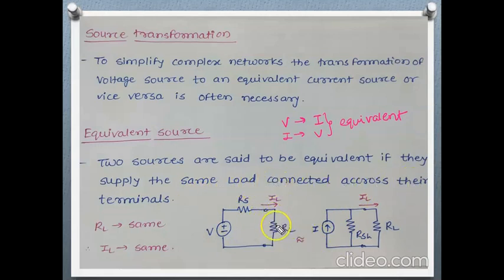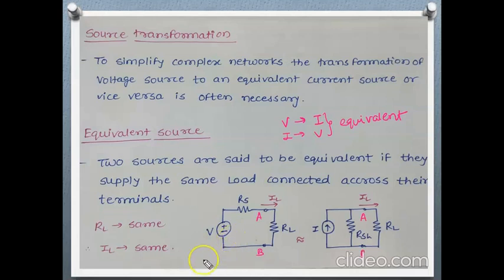Suppose the same load is connected here between this point A and B, and when it is connected here, it supplies current, what? IL. And in this case also the same load is connected between these 2 points A and B, where it also supplies the same current for the same load. That means when the load resistance is the same, they will supply the same load current. Then these two sources are called equivalent to each other.